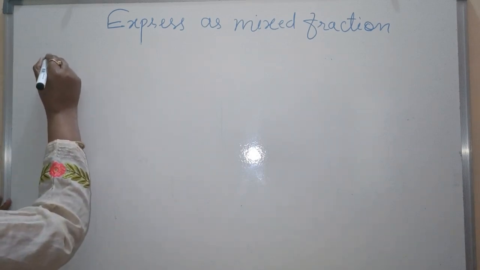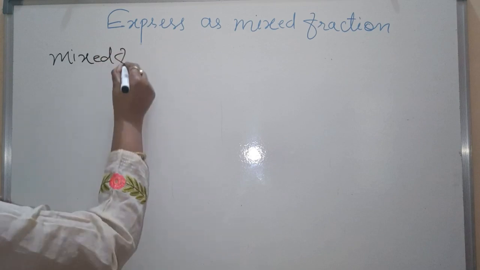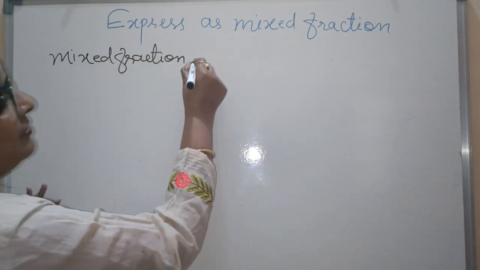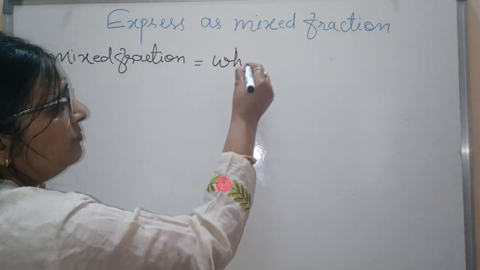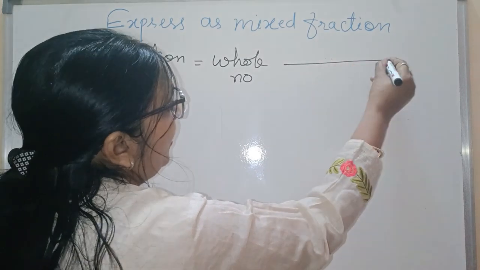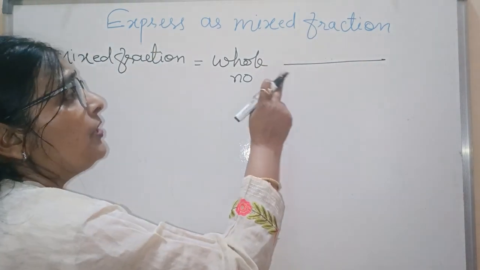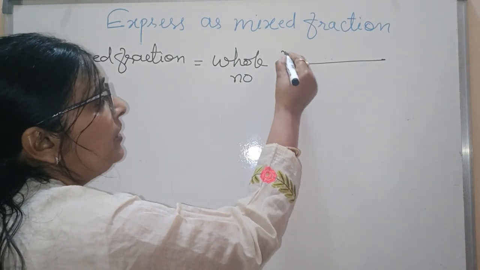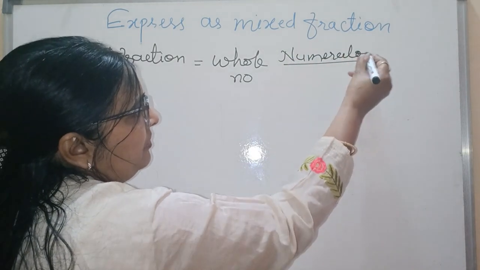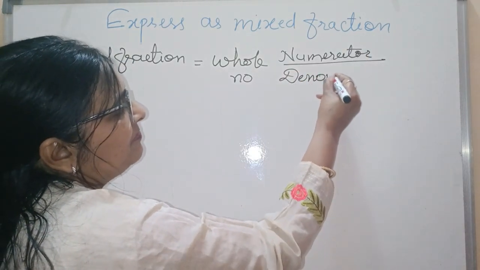Now first let's see what is mixed fraction. Mixed fraction is the sum of whole number and proper fraction. That proper fraction you can write in the form of numerator by denominator.